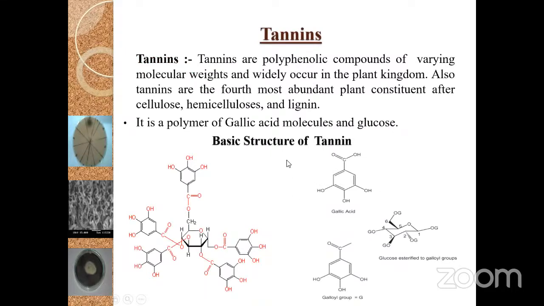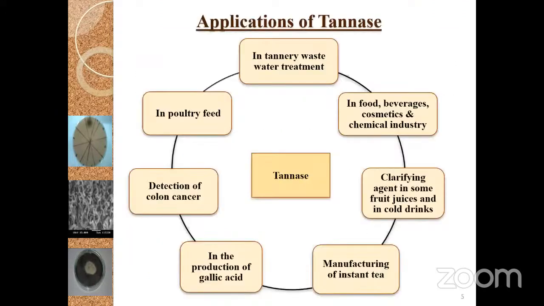It is a polyphenolic compound of varying molecular weight, and it is a polymer of gallic acid and glucose. It is the fourth most abundant plant constituent after cellulose, hemicellulose, and lignin.